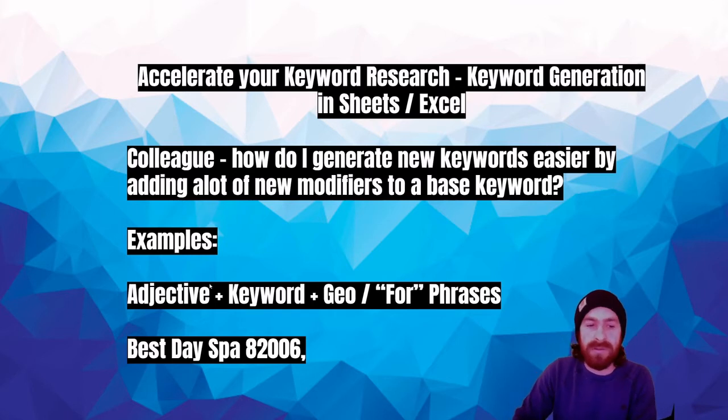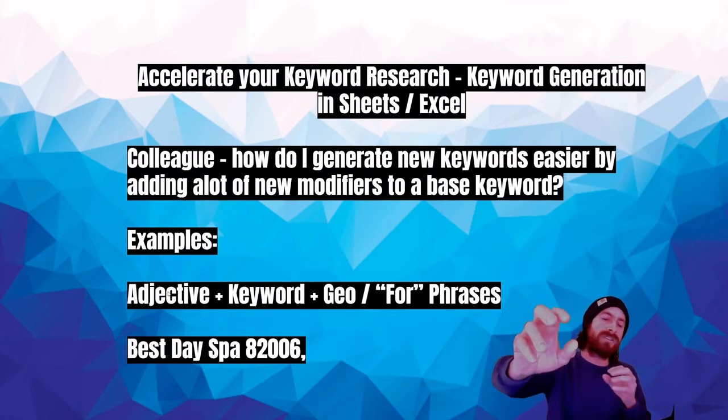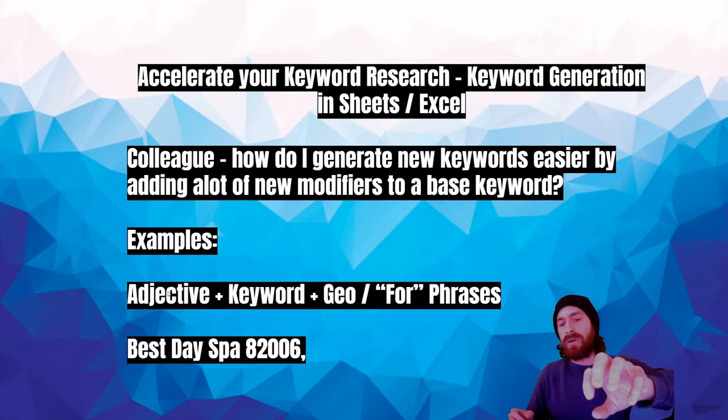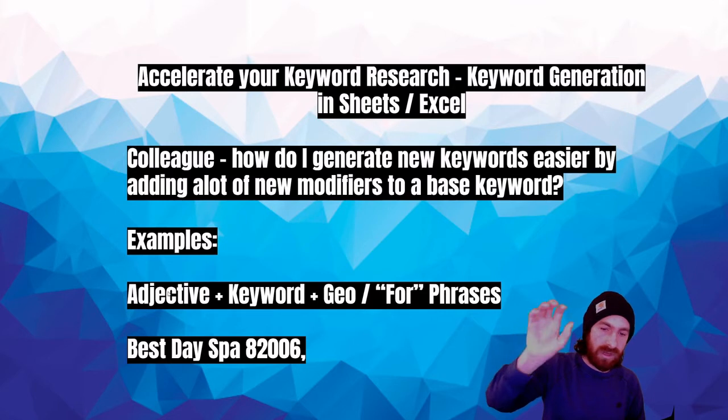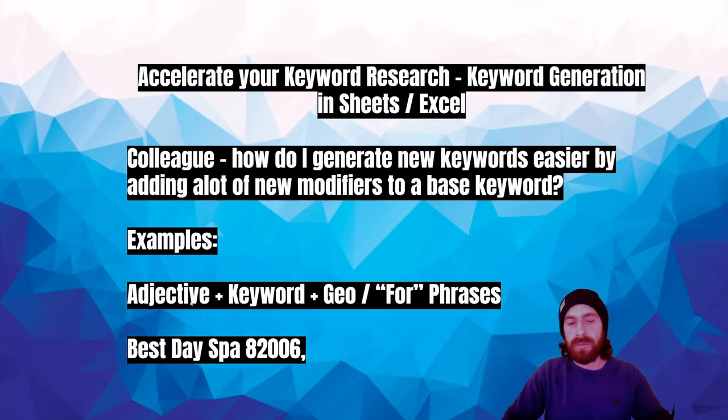Well, that's basically what I'm saying here, right? We've got an adjective, we've got our keyword, and then we want to put either a piece of geo content or a for phrase. I'm going to work through a couple examples.